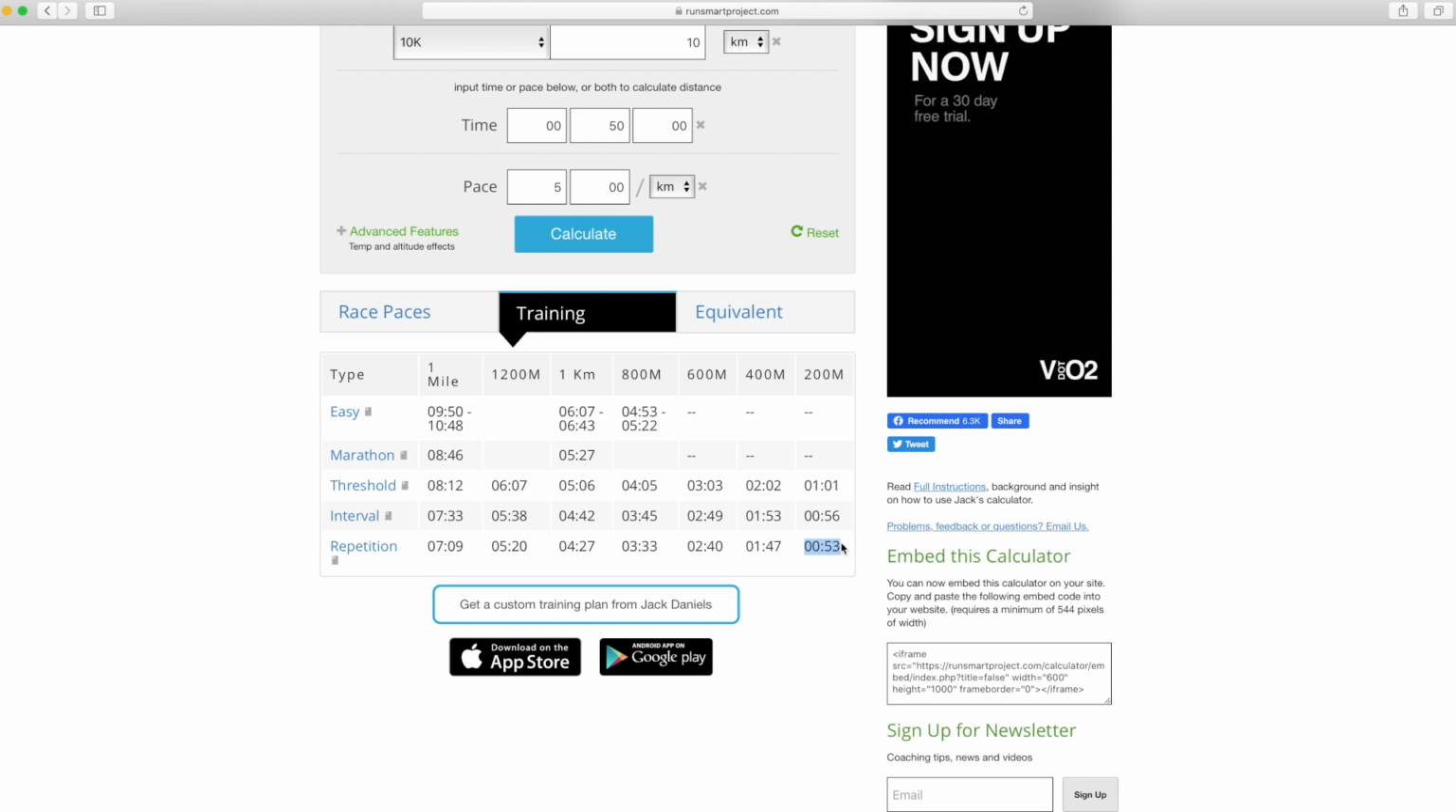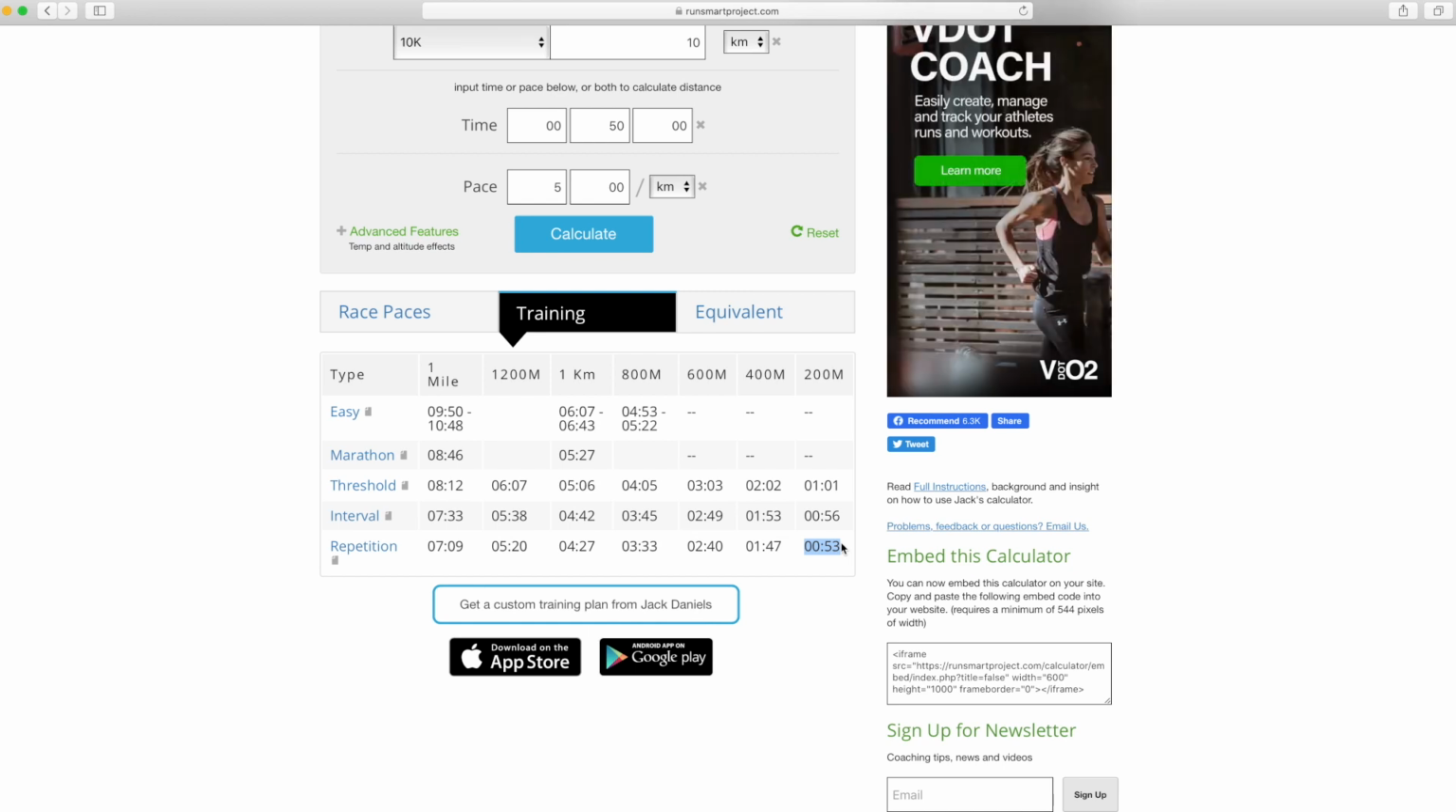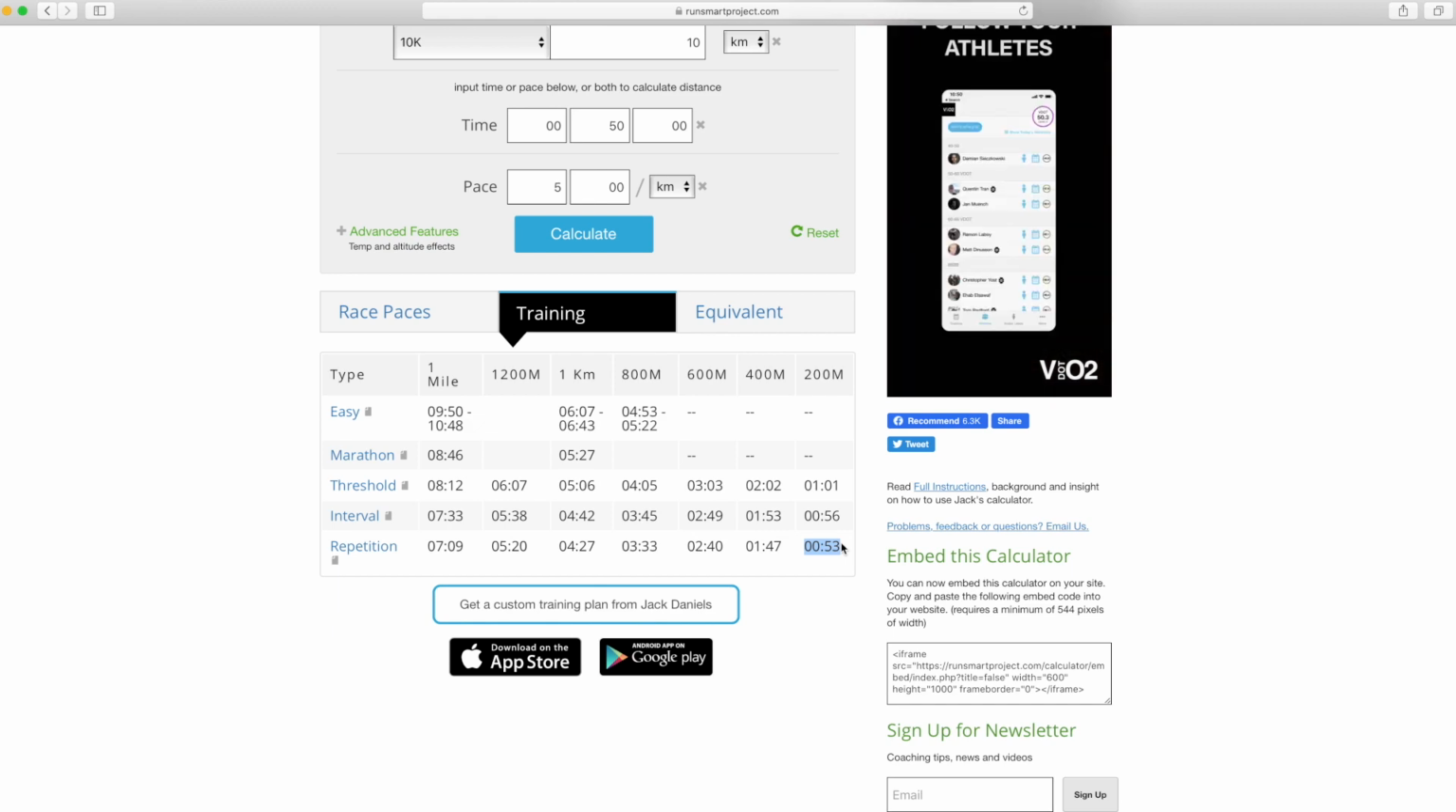These paces are your building blocks. You can construct pretty much any session just using these different paces.